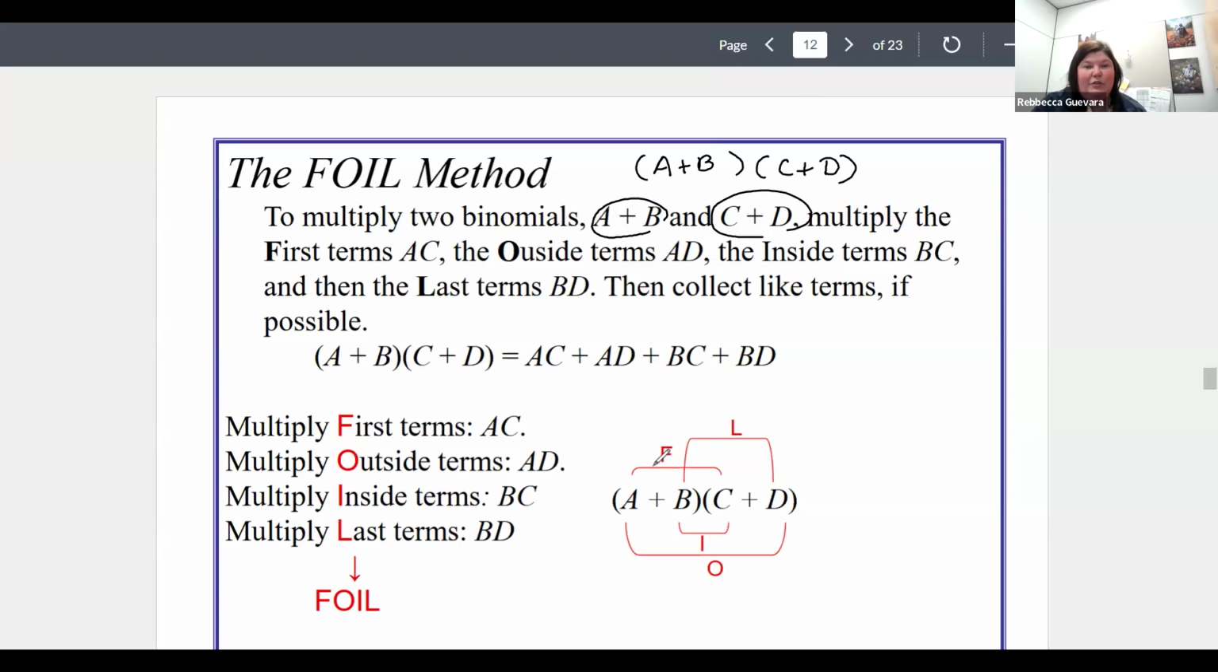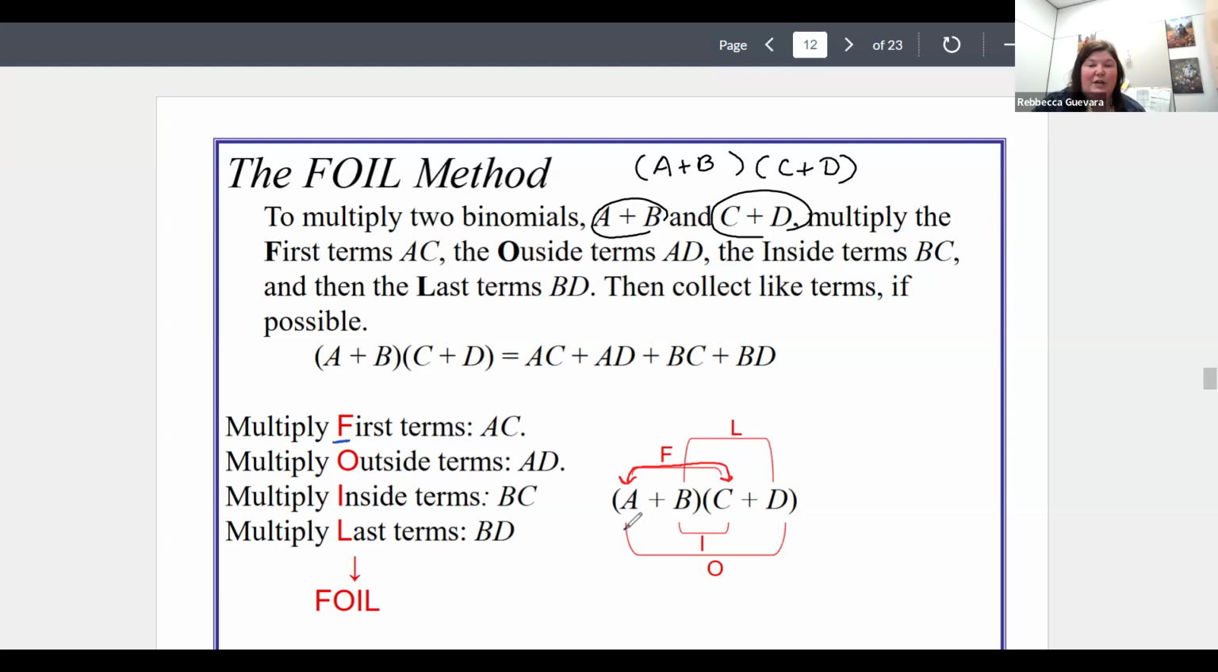is that we are going to first multiply your first term. As we see down here in the little picture, it's showing me that these two terms are my first. So it means the first in each binomial. So we're going to do those first.